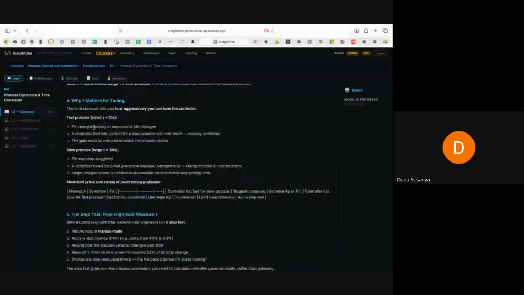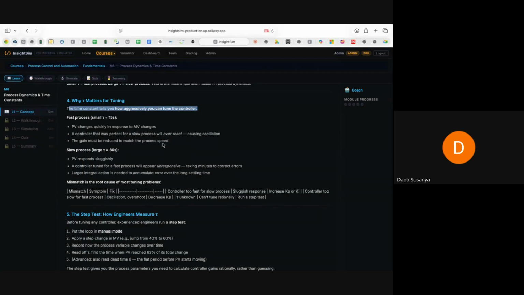So why it matters? The time constant tells you how aggressively you can tune the controller. Fast processes, that is small tau equals 15 seconds. The PV changes quickly in response to MV changes. A controller that was perfect for a slow process will overreact, causing oscillation. The gain must be reduced to match the process speed.